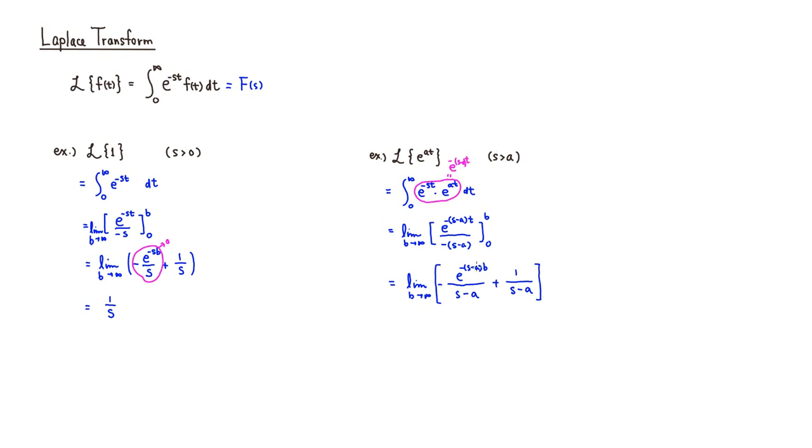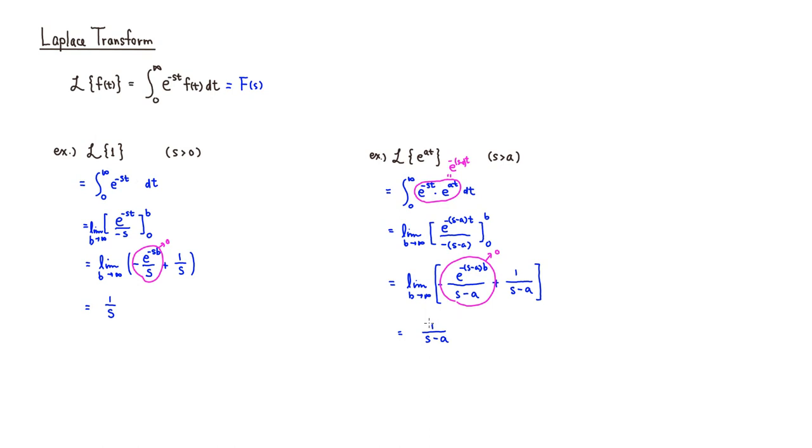Since s is greater than a, the exponent goes to negative infinity, so the first term approaches 0 because e to the negative infinity is 0. What's left is 1 over s minus a.